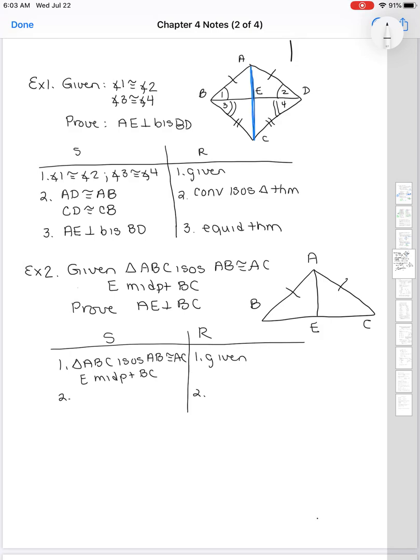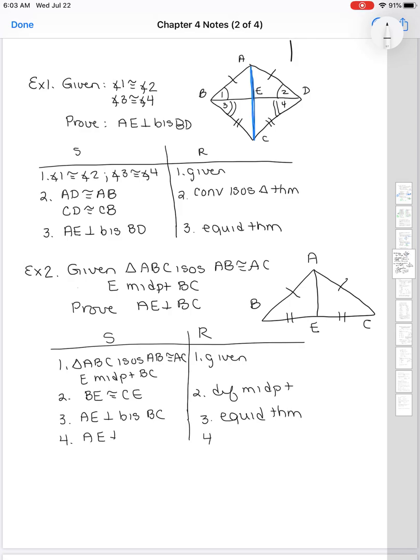Now, if we're trying to show that AE is perpendicular, I would need to show that two different sets of segments are congruent to use either one of our new theorems to get there. All right, so we've used the first part of the given, but we know E is the midpoint of BC. Well, if E is the midpoint, then I know that BE is congruent to CE. So BE is congruent to CE by definition of midpoint. Now, that just got me my two segments. So I can say that AE is the perpendicular bisector of BC using the equidistant theorem.